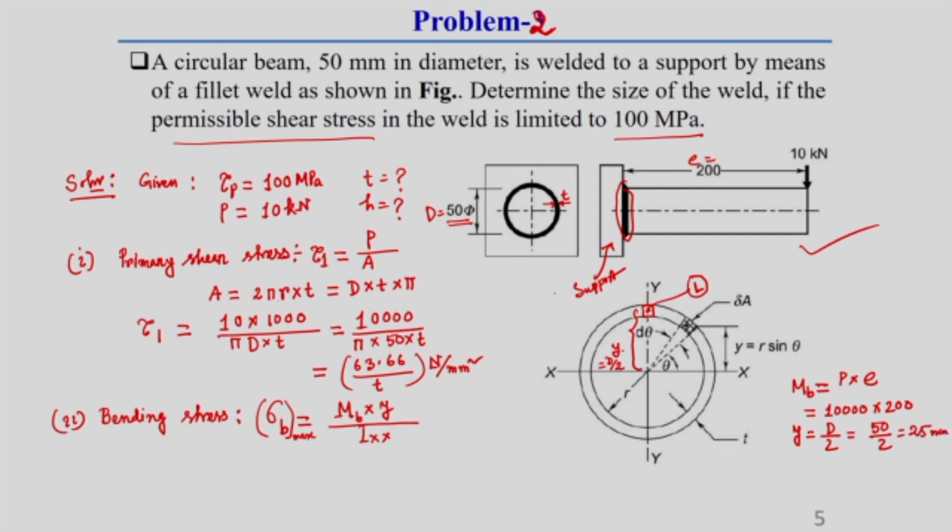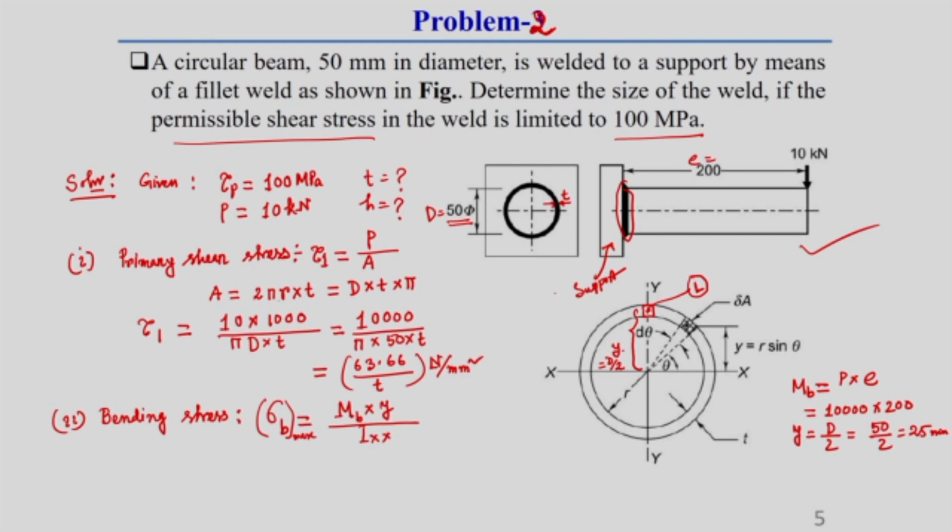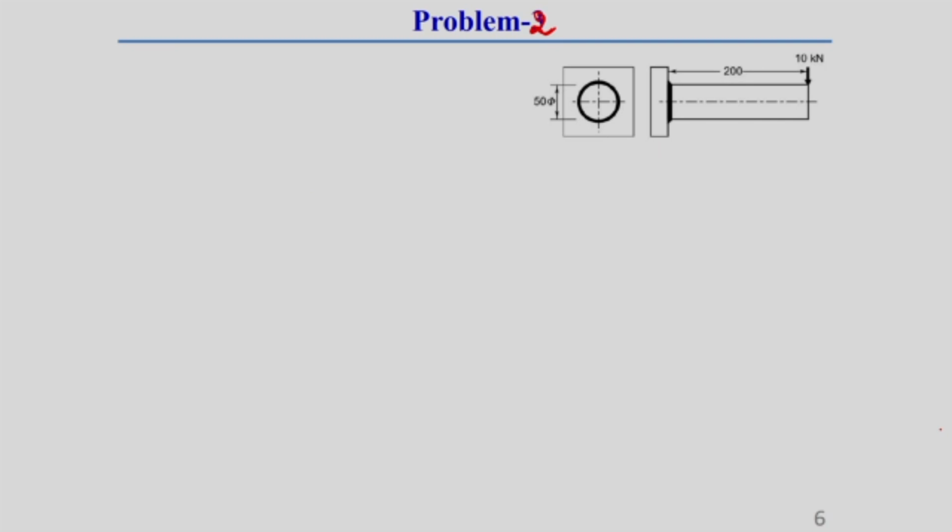And here we have to find out what is Ixx. So, Mb and y are known to us. Now, we will find Ixx. This Ixx calculation now I am going to show. Here itself I am going to show this Ixx calculation. So, how to calculate this Ixx?